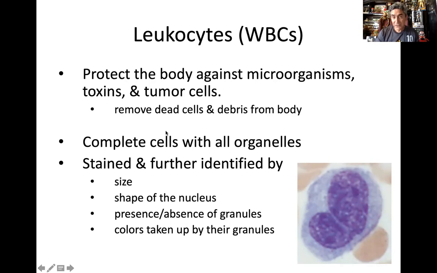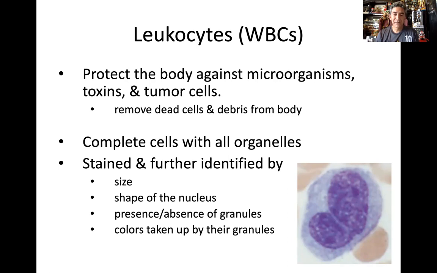In contrast to the last lecture, the erythrocytes were not considered complete cells. They don't have a nucleus, they don't have organelles. White blood cells are complete cells. So we do have complete cells. They have all of their organelles. They have a nucleus. So they're regular cells. They're not like the red blood cells.